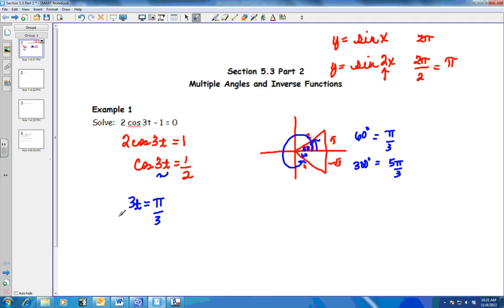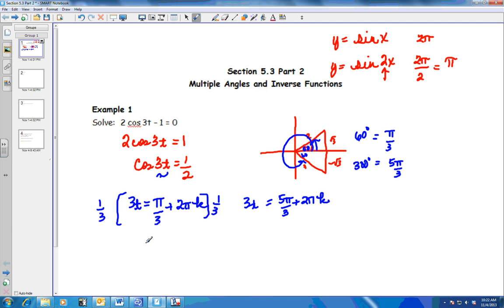So for every 2 pi after this, I'm going to go ahead and write that down: pi over 3 plus 2 pi k. And then I'm going to write my other angle: 3t equals 5 pi over 3 plus 2 pi k. Now here's the deal. We want to know what t equals, not what 3t equals. So I'm just going to solve for t. I can do that by dividing everything by 3 or multiplying everything by 1/3. Same thing, right?